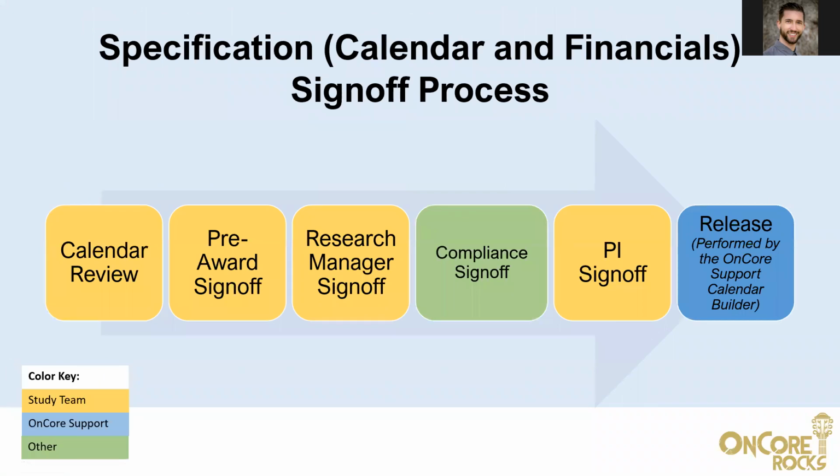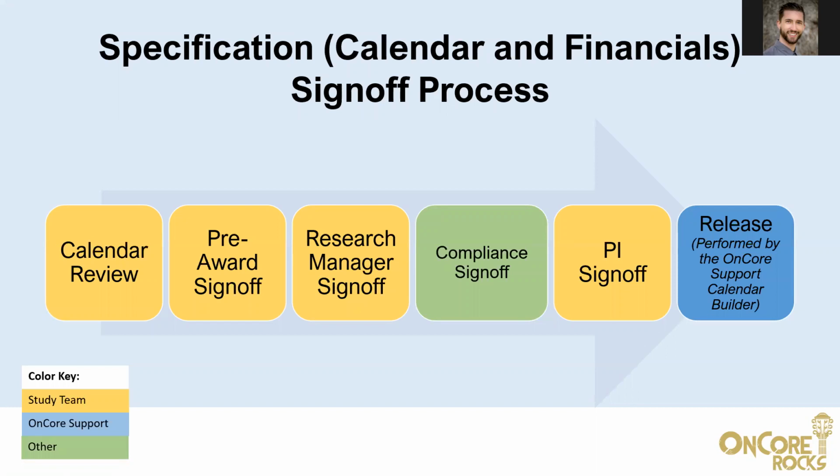So we're just going to talk a little bit more about that sign-off process so you can see it a little more in depth. So it's just another way to look at the step-by-step sign-offs that are needed. So we've got the calendar review, which is done by the study team to review the calendar. We've got the pre-award sign-offs, which are done by the study team. And this is looking at financial information, making sure it's accurate according to the contract.